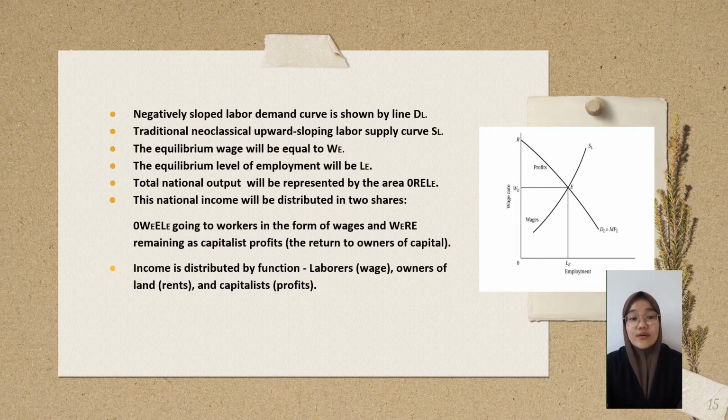This national income will be distributed in two shares, OWE, ELE, going to workers in the form of wage, and WERE remaining as the capitalist profit, which means the return to the owner of capital. Income is distributed by functions such as labor wage, owner of the land rent, and the capitalist profit.